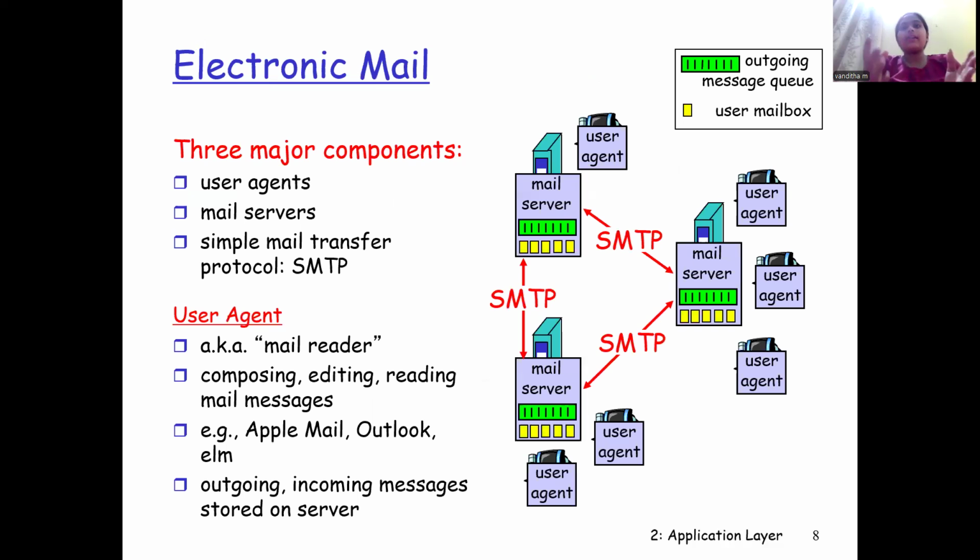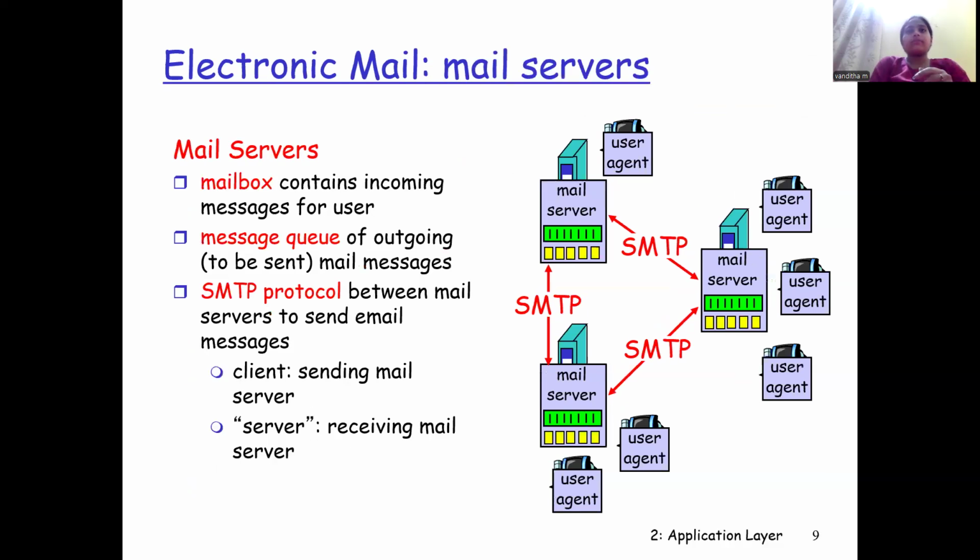Next, let's see electronic mail, which is an example of SMTP. Three major components: user agents, mail servers, and the Simple Mail Transfer Protocol. User agents, also known as mail readers, are used for composing, editing, and reading mail messages. Examples are Apple Mail and Outlook. Outgoing and incoming messages are stored on the server.